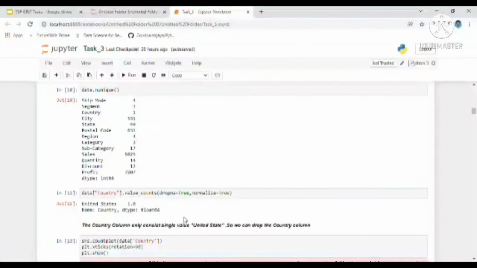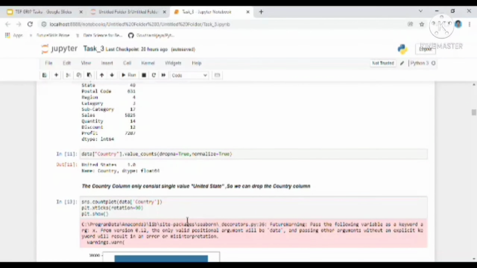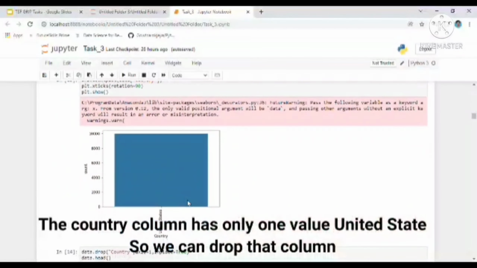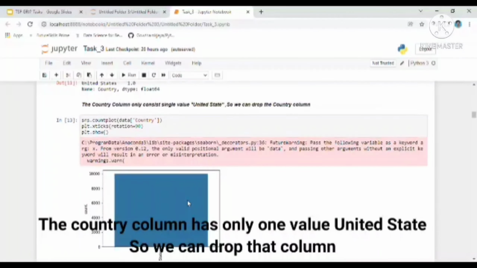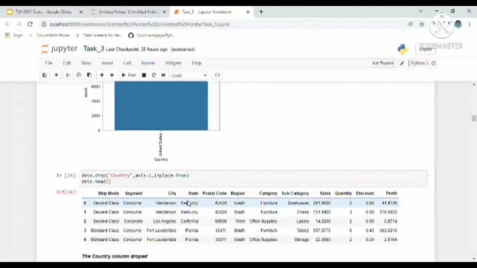Here we can see that the country column has only one value, United States. After plotting the country, we can simply drop that column.